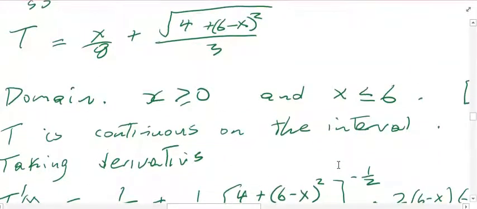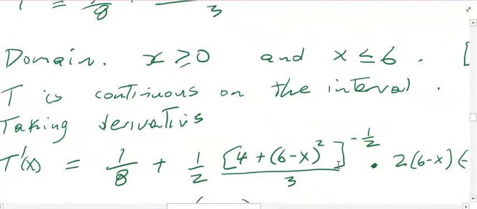I'm going to take derivatives and set it equal to 0 to minimize this. So T prime of x, same as dT/dx, will be equal to 1 over 8 plus, taking the derivative, 1/2 times 4 plus 6 minus x all squared, raised to the negative 1/2, over 3.